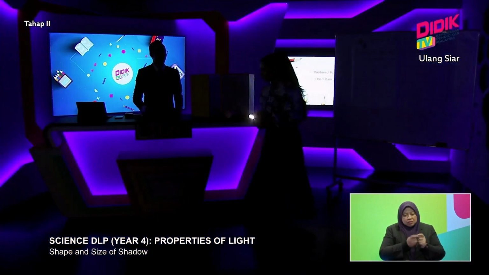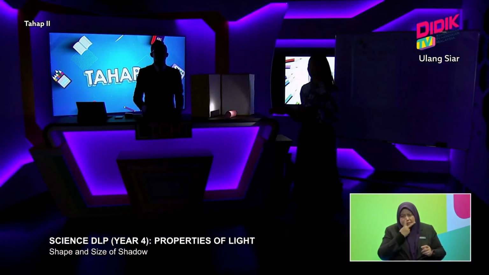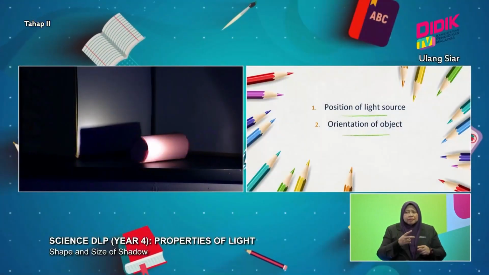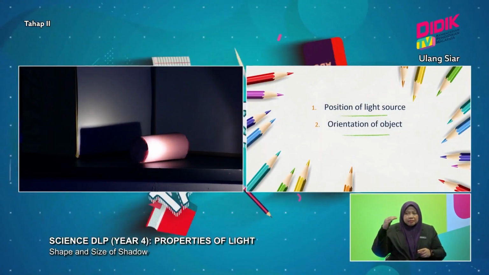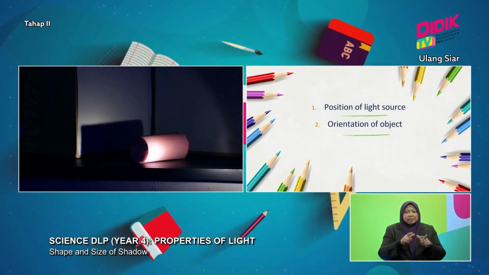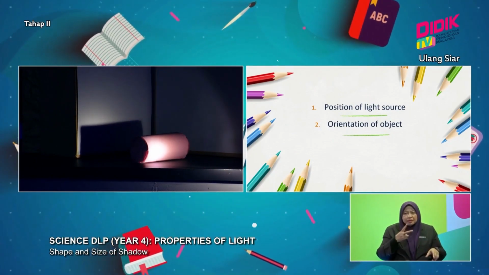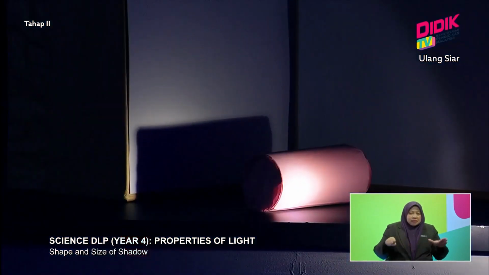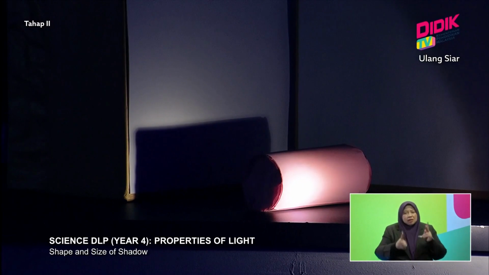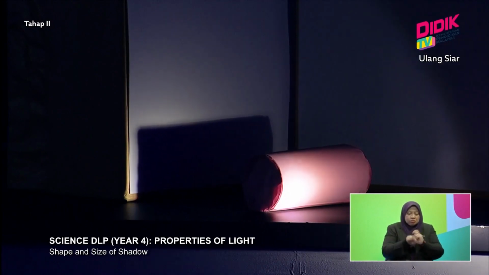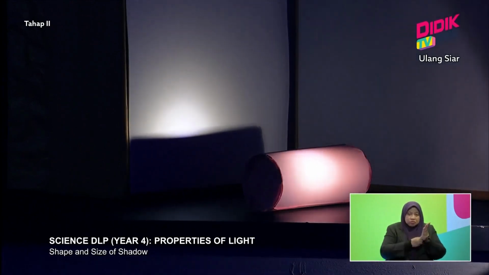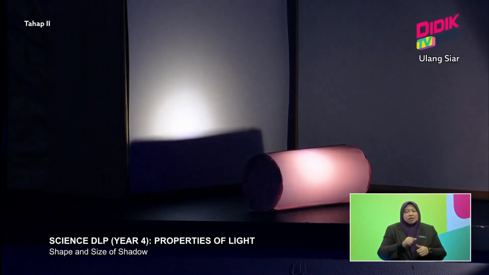Let's keep a close watch, pupils. There you go. Now let's have a look. Oh, it's a different shape this time. Yes, it is a rectangle shape, correct? Yes, correct. So, as you change the position of the light source, the shape of the shadow also changes. That is what is meant by the position of the light source.